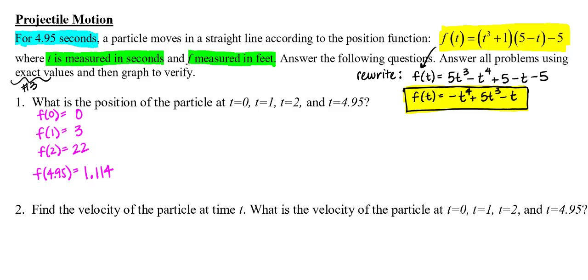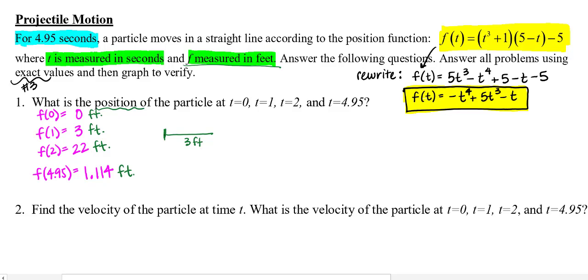Now, it is important that you understand the label of these. What is the position is talking about the output just directly, and that was measured in feet. So all of these should be so many feet. So I'll go ahead and label. And then I want you to really understand what is happening here. So at time 0, we are starting at 0 feet. At time 1, we are now at 3 feet. So we've gone 3 feet. So 1 second, right, we've gone 3 feet.